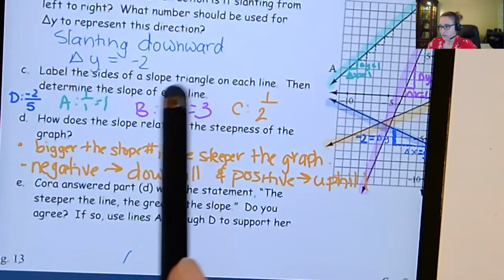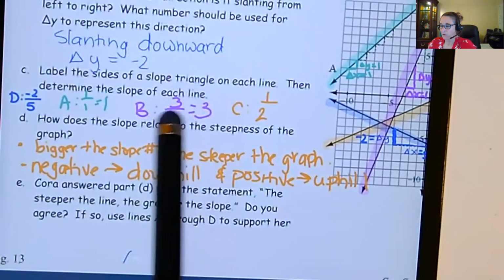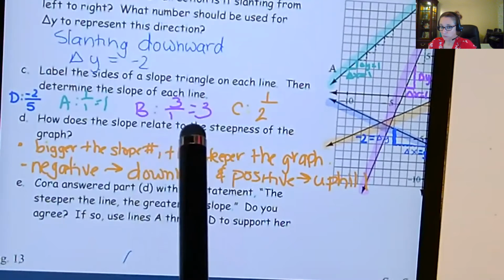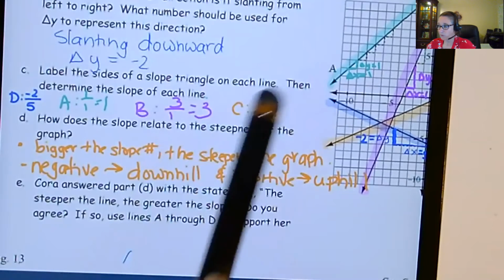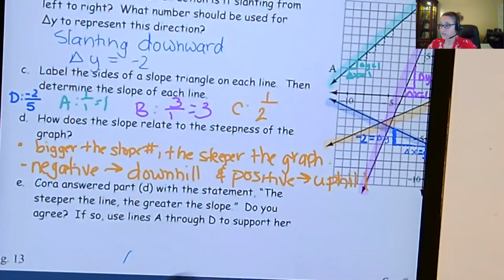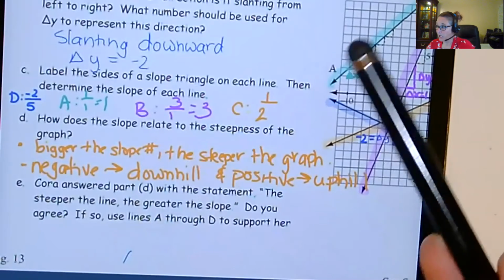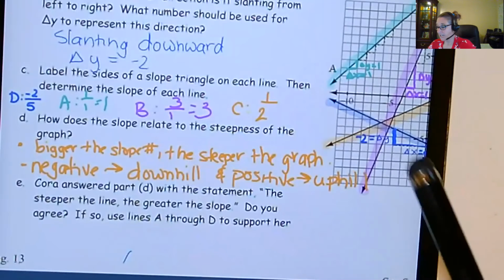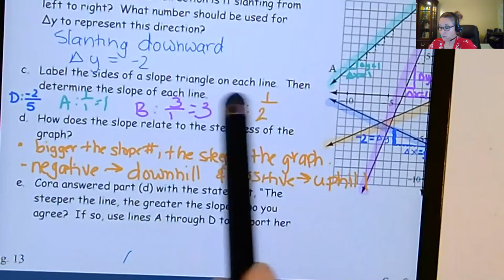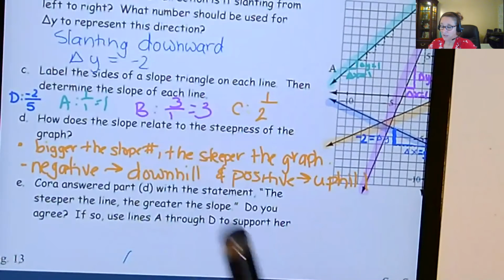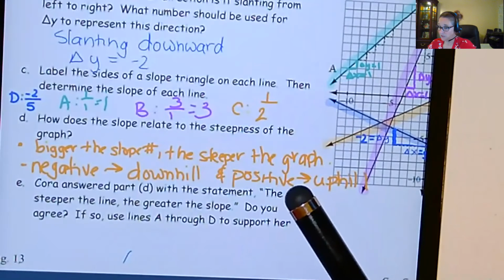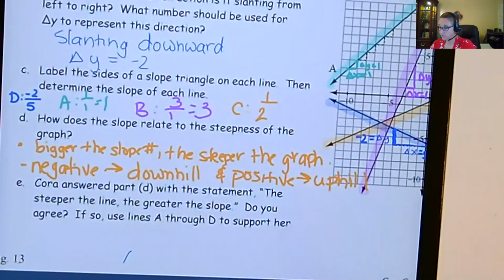So if it was a positive 3 or if it was a negative 3, those would both be steep. One would be steep going up and one would be steep going down. The sign is just changing it from going uphill or going downhill. The number, if you just think about the absolute value, that's going to decide if it's going to be steep uphill if it's positive, or steep downhill if it's negative, okay?